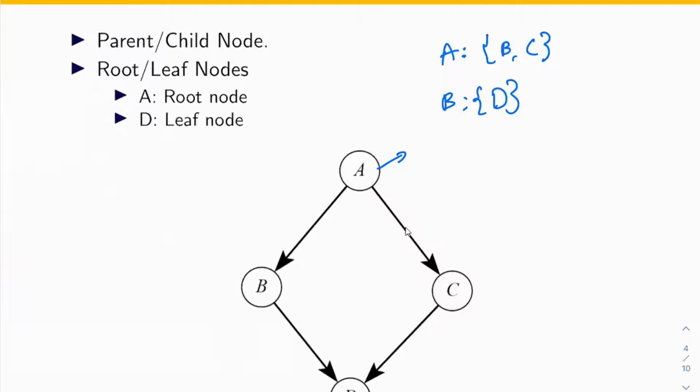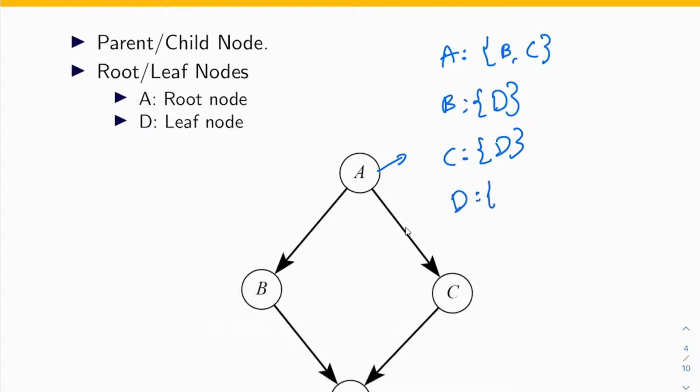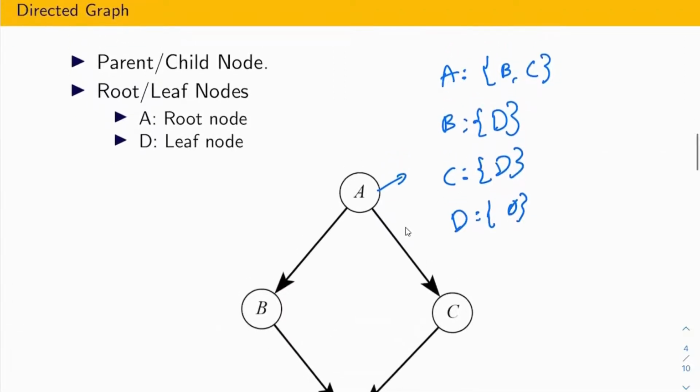Child means that it has a parent, or there is an arrow coming to it. Now what's the child of C? It is D as well. And what's the child of D? Empty set. D has no child. Very important. But now that D has no child, another important thing to look at is: what's the parent of A? A has no parent. So these are worth talking about. A has no parents, and D has no children.